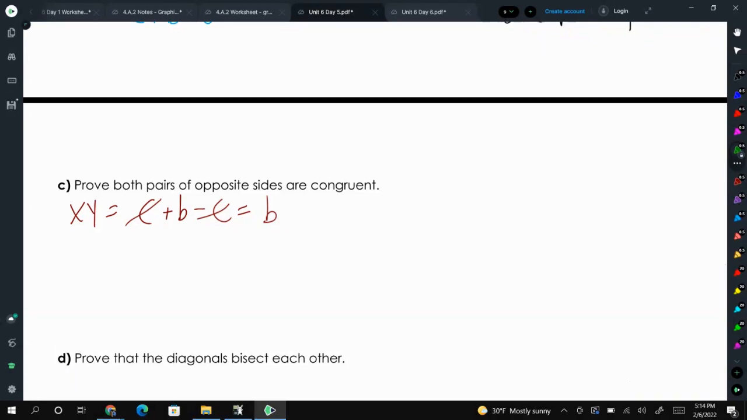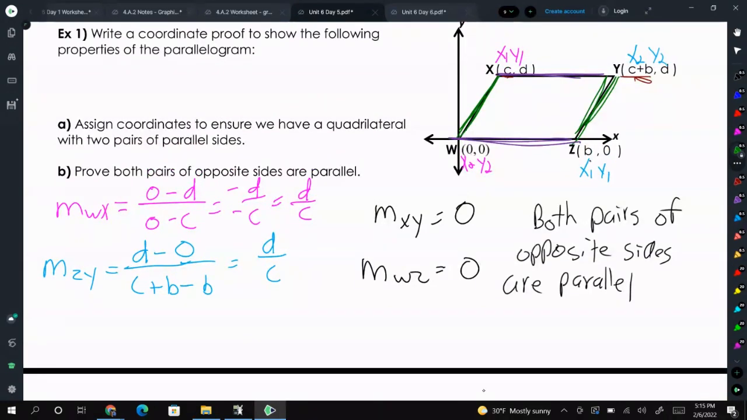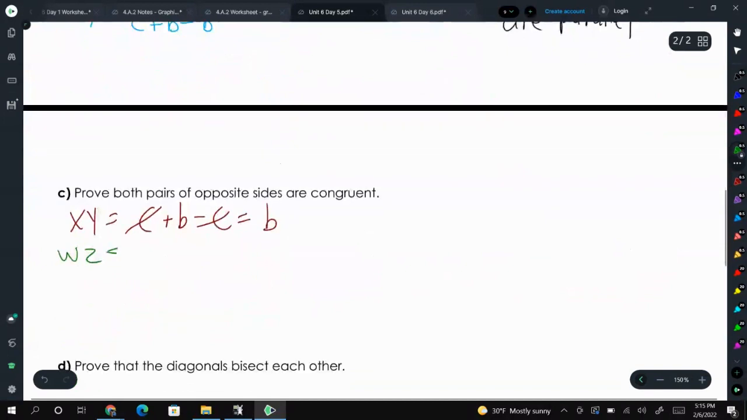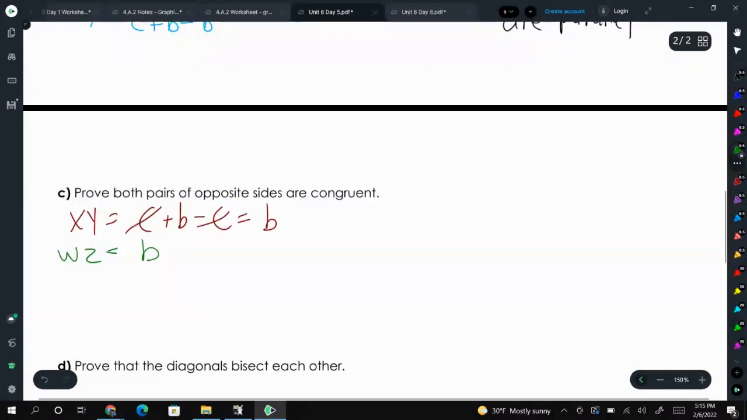And then we have WZ. And again, that line is horizontal. If we go back up and look at it, we will see that it is a horizontal line. And you can say, well, my X values go from 0 to B, so that distance is also B. So we showed that those 2 sides are congruent. Now we have to do YZ, and that's going to be the distance formula.